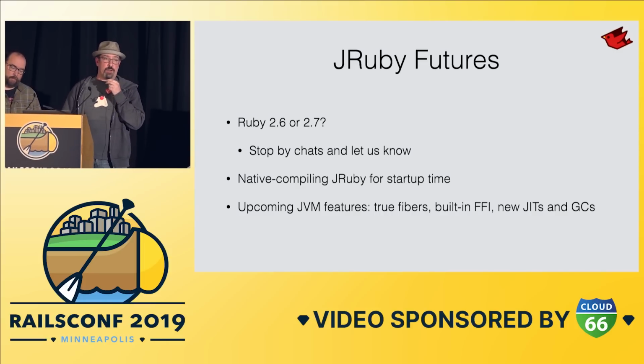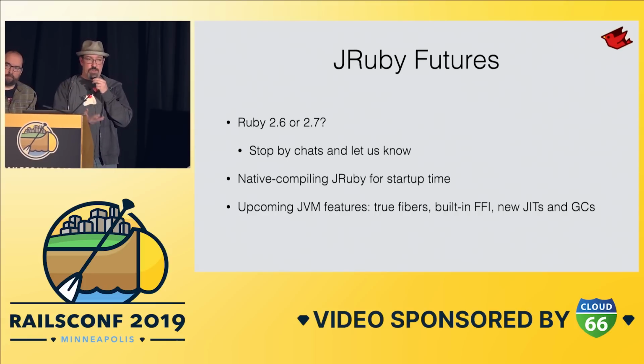And then there's a whole bunch of other upcoming stuff on the JVM side, like having real native fibers, so we're not using threads to do that, having a built-in foreign function interface for native libraries that the JIT knows about, and of course there's new JITs and new GCs all the time. We get the benefit of all this just by being there.